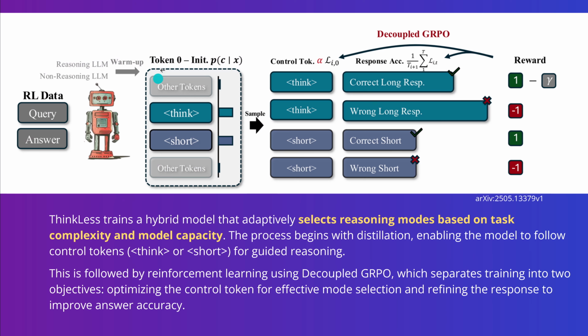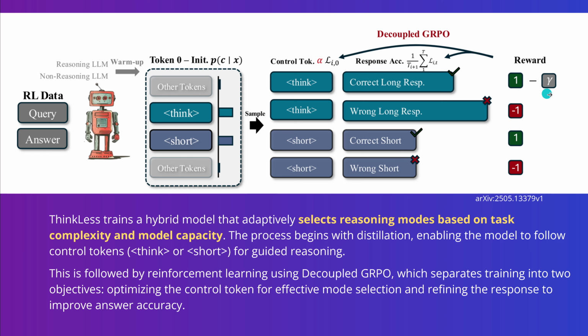We have here our beautiful model, and you see from all the tokens, we now have the control tokens, think and short. So if we go now with our decoupled GRPO, what is the reward structure? What can we have in our control token think? We have the correct long response, so we have a reward of 1 minus gamma, and gamma is a very tiny element that we need here. And we have the wrong response. So wrong is simply, in a binary reward model, -1. And the same is for the correct short and the wrong short. So the reward system is predefined.